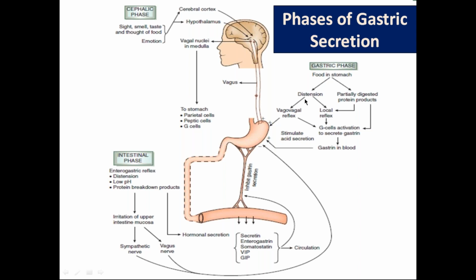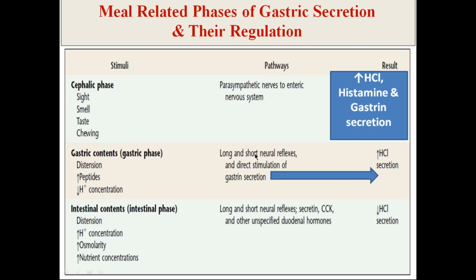Gastric phase occurs by the distension of the stomach wall by the vagovagal and the enteric nervous system, or it can occur because of the presence of partially digested protein products. Intestinal phase, it can be through the enterogastric reflex because of the distension of the intestine, or there is presence of the protein breakdown products. So this is just contributing 10% to the secretion of gastric acids. Right? So this is showing you the meal-related phases of gastric secretion and their regulation.